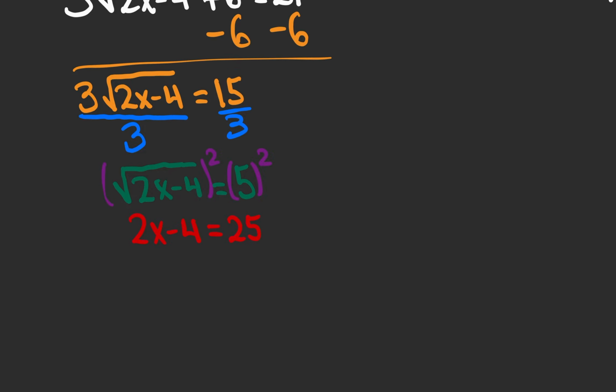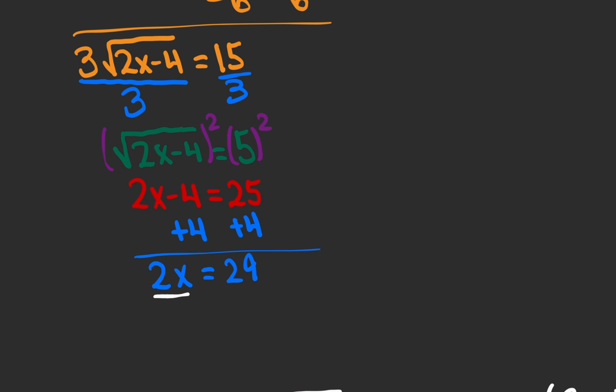I will then add 4 on both sides. This will leave me with 2x is equal to 29. Finally, I divide both sides by 2. And this will leave me with a solution of x is equal to 29 divided by 2.